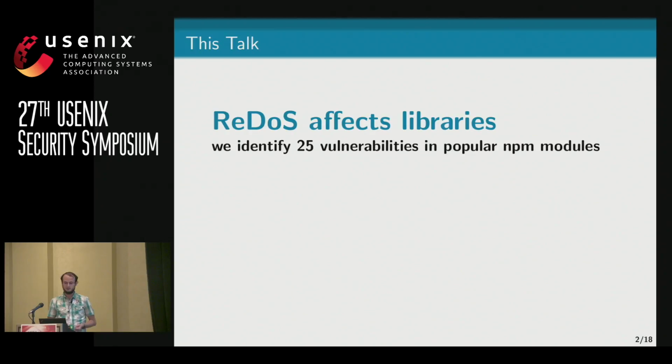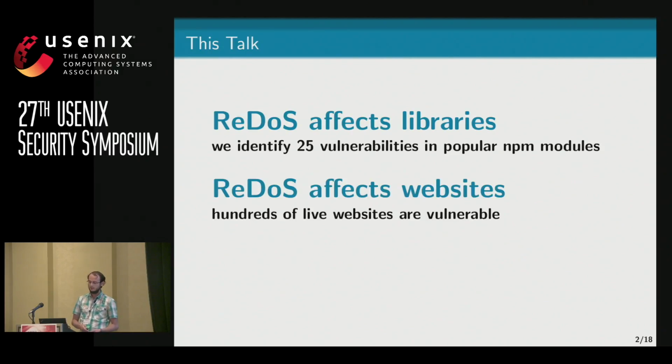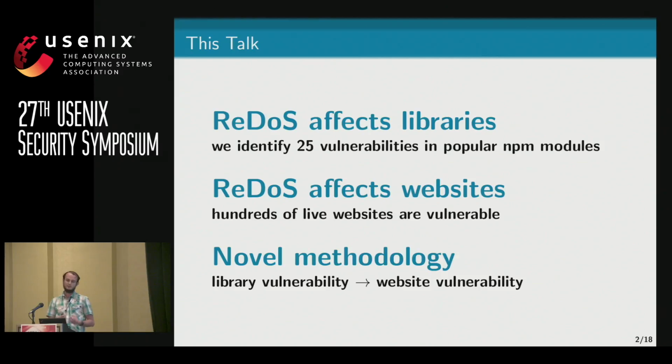But our contribution here is to show that this ReDoS attack is common in libraries. We present 25 vulnerabilities previously unknown. We also show that from these library-level vulnerabilities, they expand to website vulnerabilities, so an attacker can leverage these library-level vulnerabilities. And our methodology enables us to link these two concepts, library vulnerabilities with website vulnerabilities.